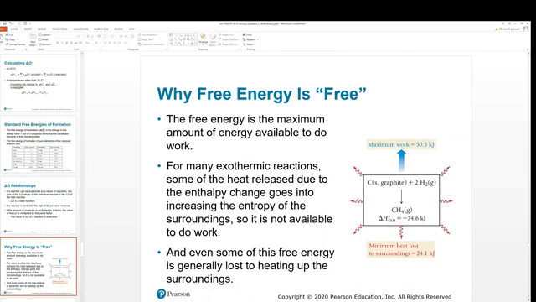So here's what the definition is. Free energy is the maximum amount of energy available to do work. Now that work is either broken into, like I said, the heat of the surroundings or the system, and the entropy given to the molecules in the system or the surroundings based on the sign. So here it says, for many exothermic reactions, heat is released due to an enthalpy change, but it goes into increasing the entropy of the surroundings. So it's not available to do work. So that kind of cancels out. But it's the net energy of that reaction that we're talking about.